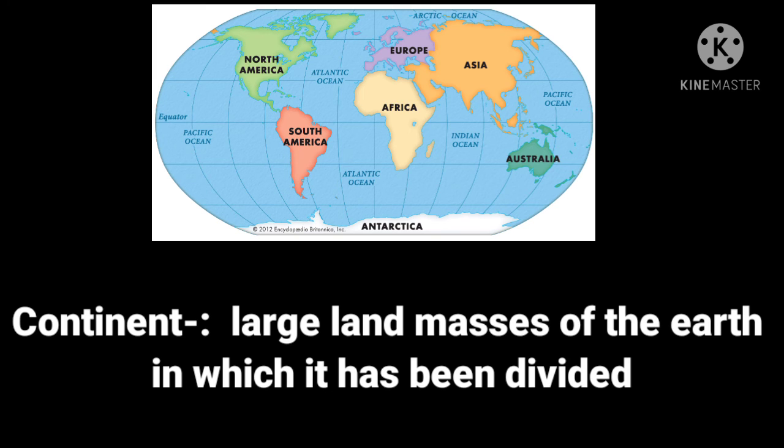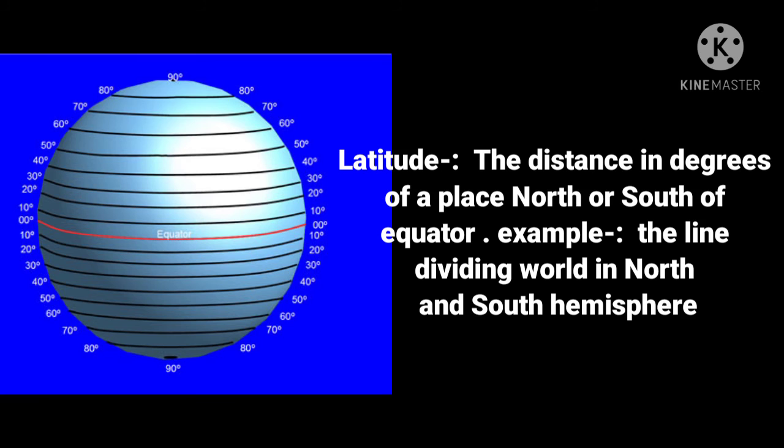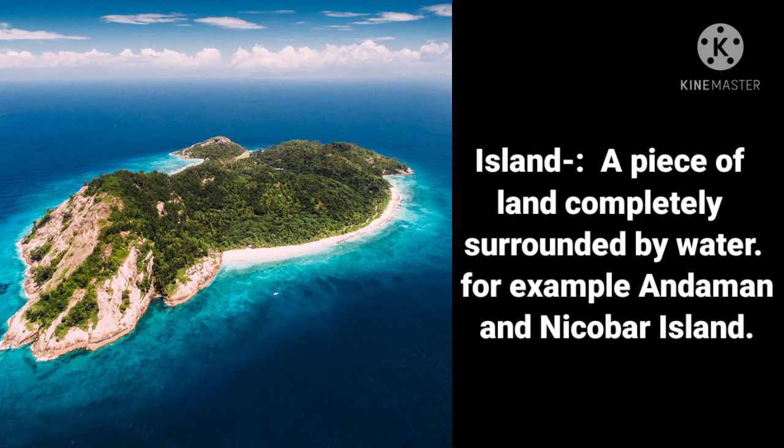The 7th keyword is longitude. The distance in degrees of a place east or west of the Greenwich Standard Meridian. Then latitude. The distance in degrees of a place north or south of the equator, for example, the line dividing the world into north and south. The 9th keyword is island. A piece of land completely surrounded by water, for example, Andaman and Nicobar Islands.